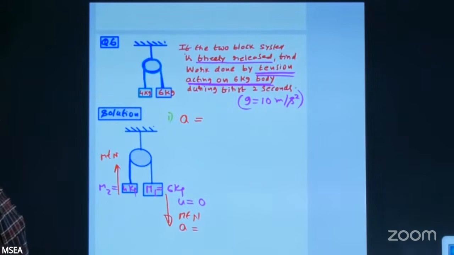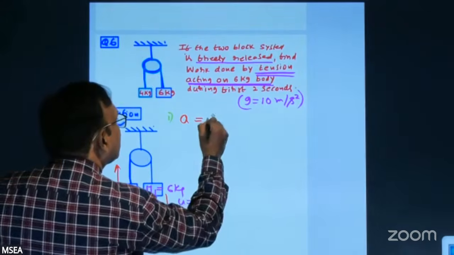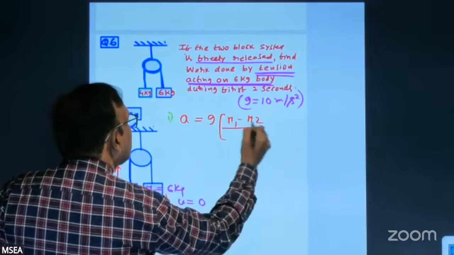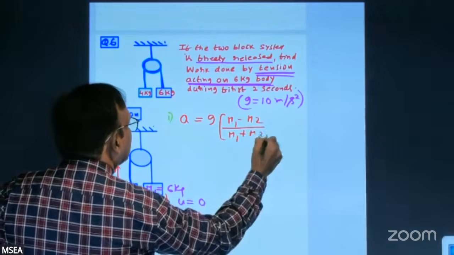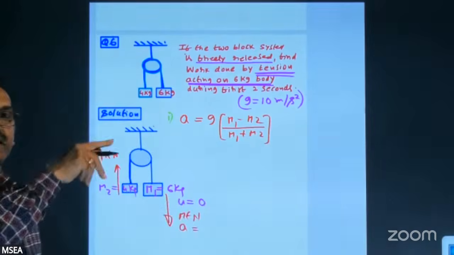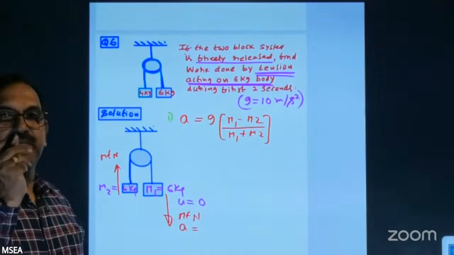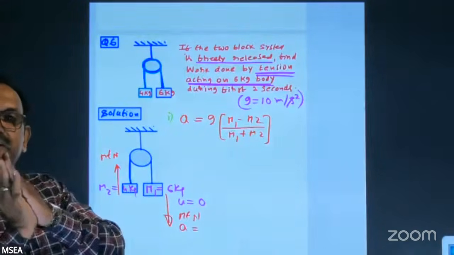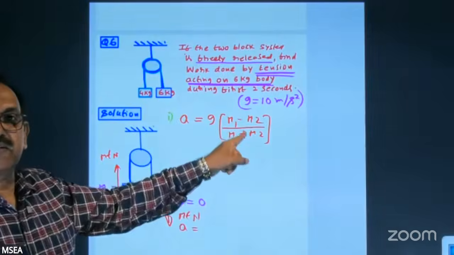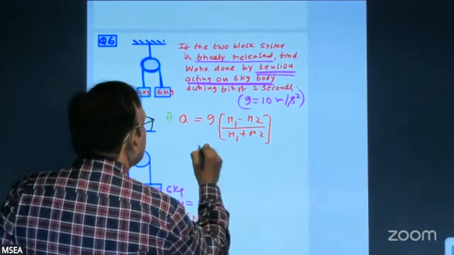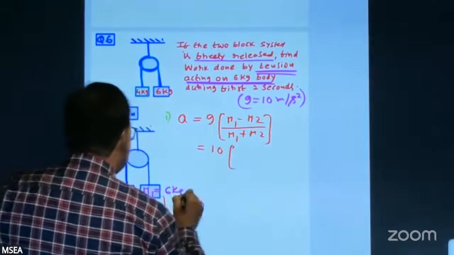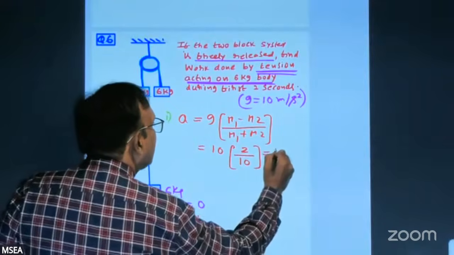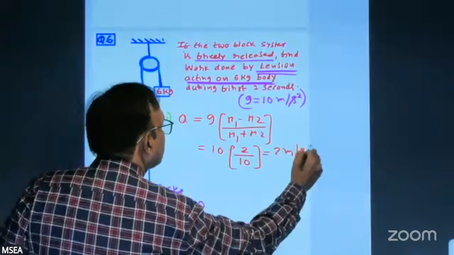Recollect the formula of acceleration from Newton's laws of motion. Acceleration comes out to be g into the difference in the masses, the heavier mass minus lighter mass, by the sum of the masses. Trying to derive the formula in the entrance exam will eat a lot of your very valuable time, so at least some standard formulas we need to remember. So acceleration is g into (M1 minus M2) by (M1 plus M2). Here g is 10, difference in the masses 6 minus 4 is 2, sum of the masses is 10. So the acceleration of each block is 2 meter per second square.